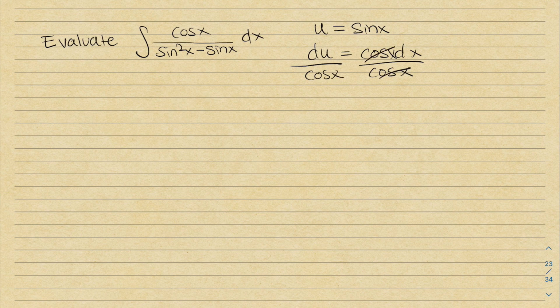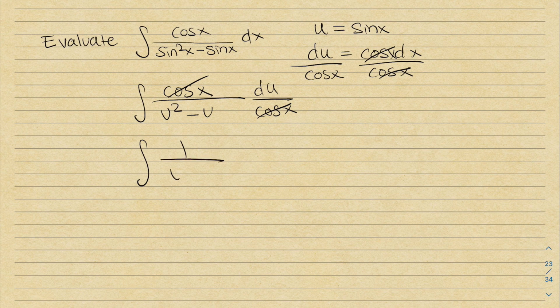Now let's go ahead and put the substitutions. We still have cosine x on the top. So we're replacing sine, so u squared minus u. And then we're going to substitute dx with du over cosine x. So the cosine x's cancel. So we end up with 1 over u squared minus u du.